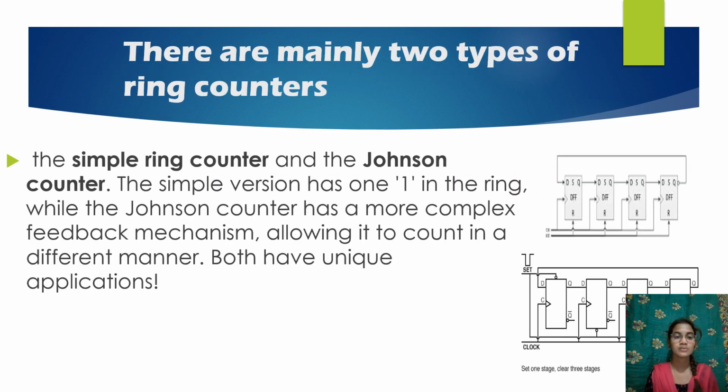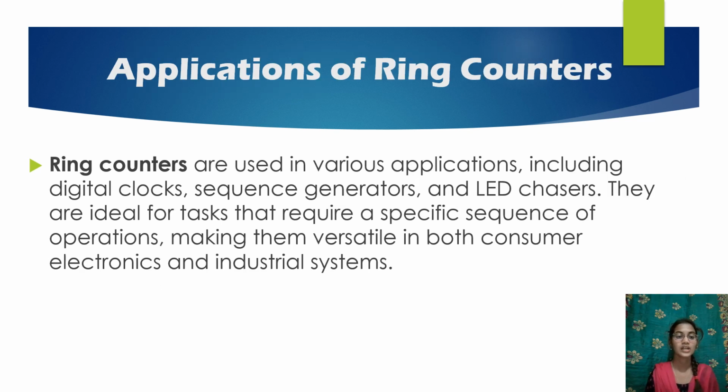There are mainly two types of ring counters, the simple ring counter and the Johnson counter. The simple version has one 1 in the ring, while the Johnson counter has a more complex feedback mechanism, allowing it to count in a different manner. Both have unique applications.